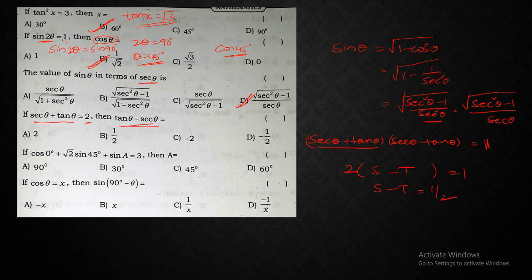But what did he ask? Tan theta minus secant theta. So if I want tan theta minus secant theta, I need to multiply with minus on both sides. So tan theta minus secant theta is equal to minus 1 by 2. So answer is minus 1 by 2.